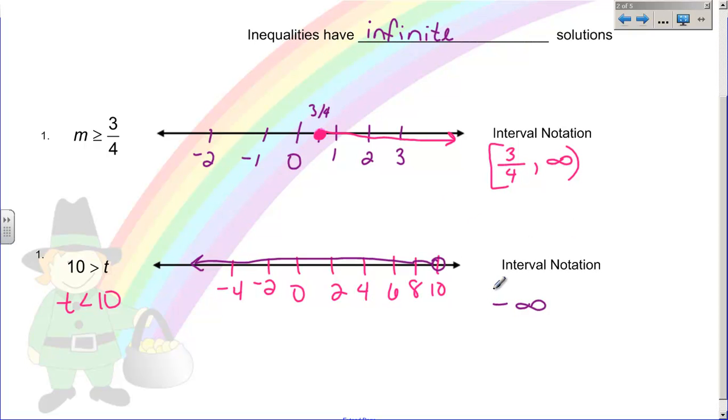And like I told you before, infinity always has a parentheses in interval notation, and it goes all the way to 10. That's where we stop. Now 10 is not colored in because it did not have the line underneath the symbol, so 10 also gets a parentheses to show that it is not included as part of the answer. So I go from negative infinity to 10, but 10 is not part of the solution.